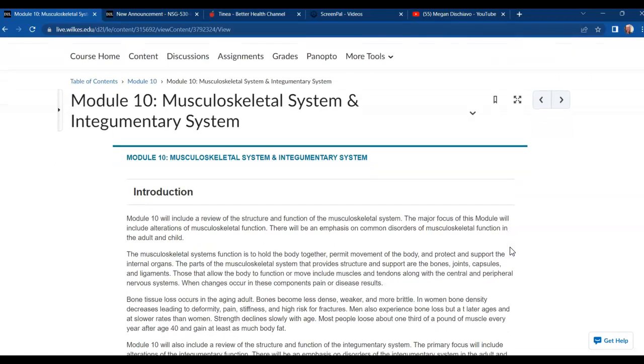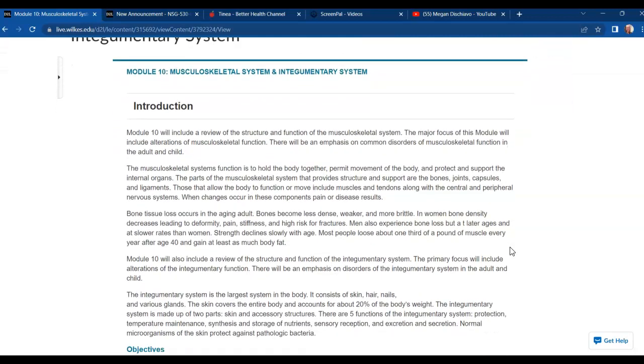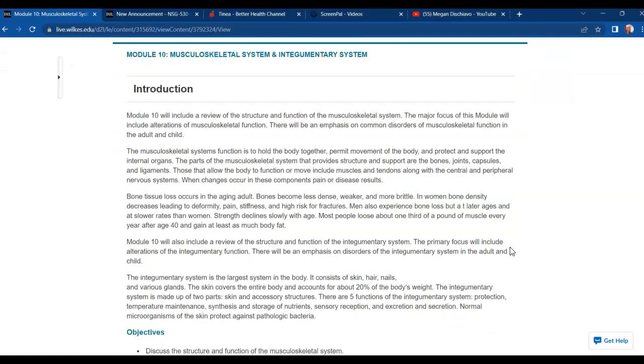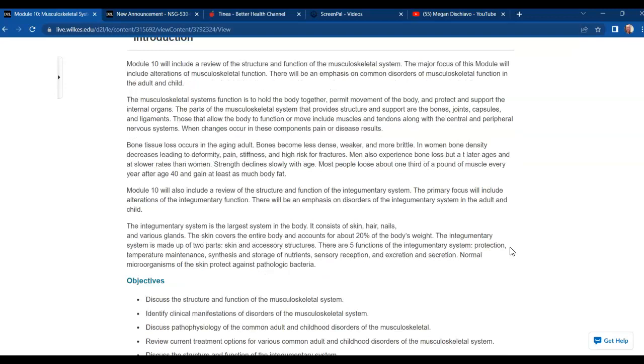We are moving into Module 10, Musculoskeletal System and Integumentary System. Musculoskeletal is one of my faves, being a chiropractor. So the main thing to start thinking about: you're going to look at these and go, oh my gosh, there's a ton of material. Try to group these things together.